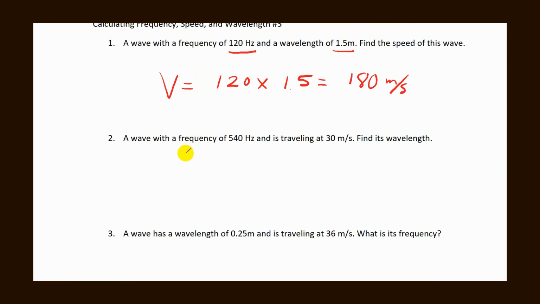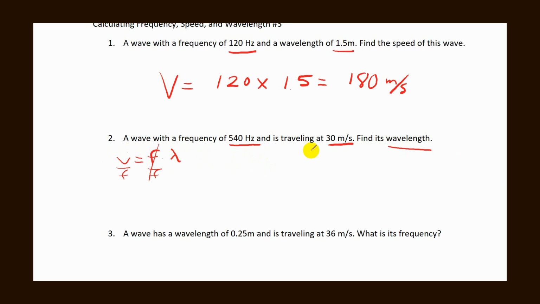Okay, next we have a frequency of 540 and a speed of 30 meters per second. What we look for is the wavelength. From the equation above, V equals frequency multiplied by wavelength. To find wavelength, we isolate the wavelength. Right? So V divided by frequency will give us wavelength.